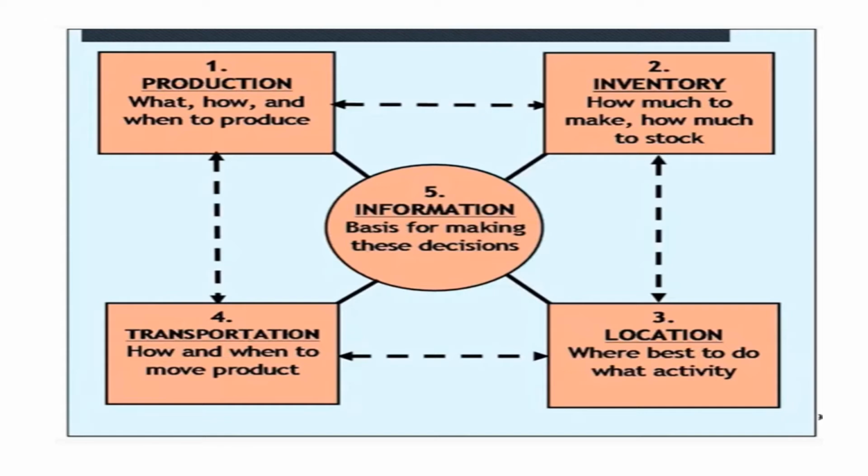Why information is the center of all the drivers is that in the case of production, we need information like what to produce, how to produce and when to produce. In the case of inventory, we need information on how much we have to make and how much stock we have to maintain. Similarly, for the location driver, we need information on where the best locality or the best facility is available for production. In the transportation driver, we need information on how and when to move or ship the product. So every supply chain needs to ensure that suppliers and storage are reliable for customer demand.